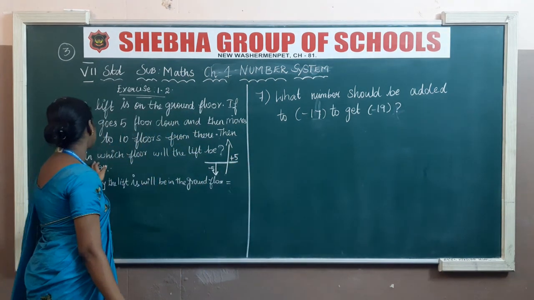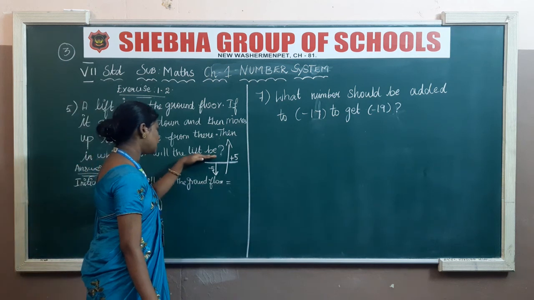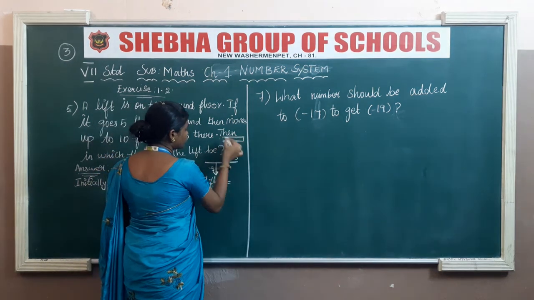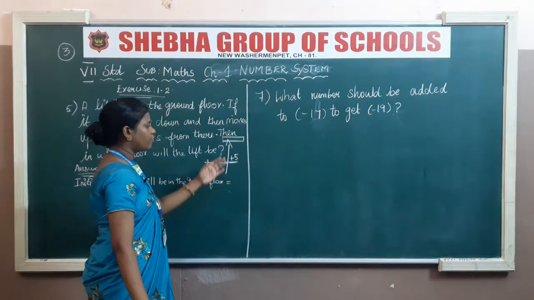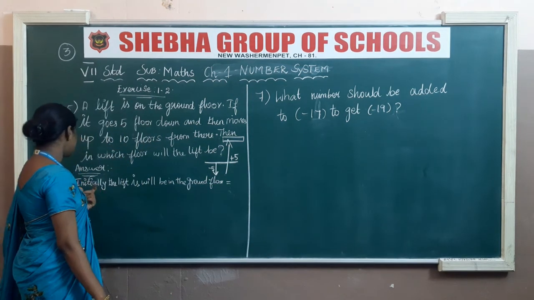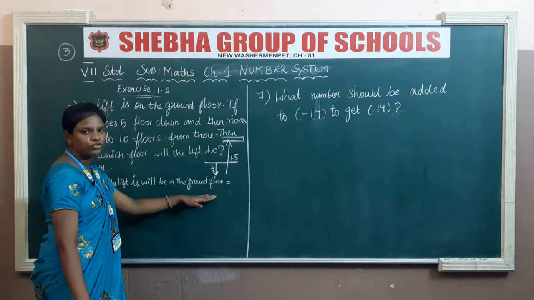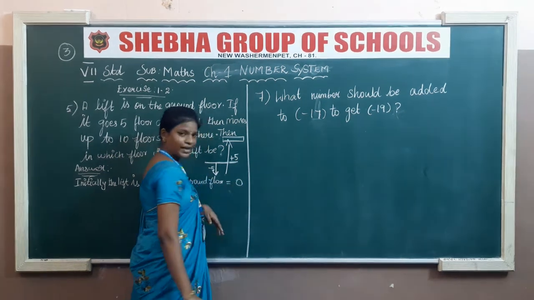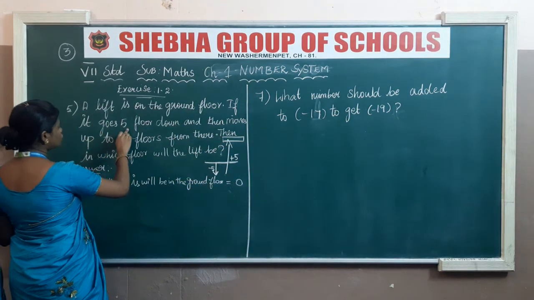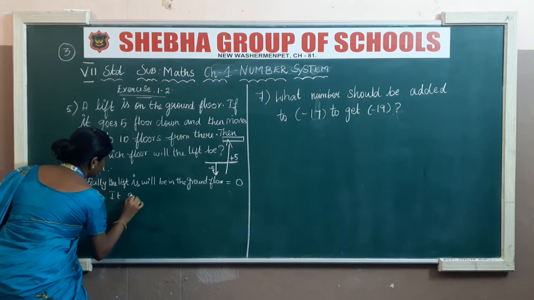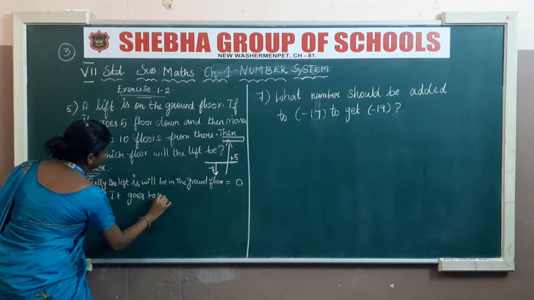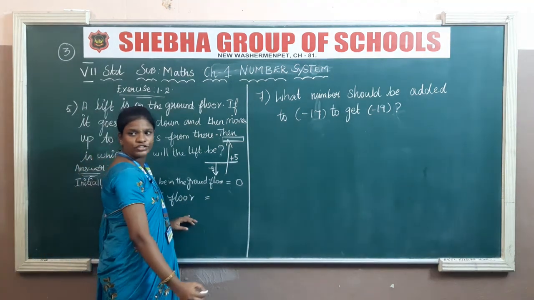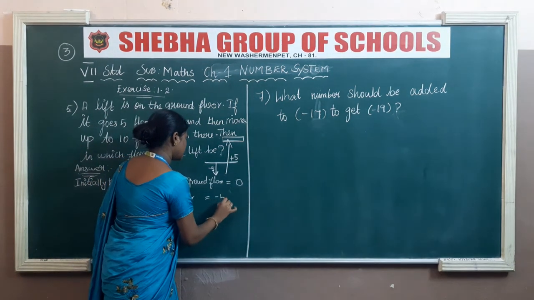So we have to find which floor the lift will be on. So we have to find the position of the lift. So the answer is, initially the lift will be on the ground floor, which means we write 0. Then it goes 5 floors down, so we have to write minus 5.